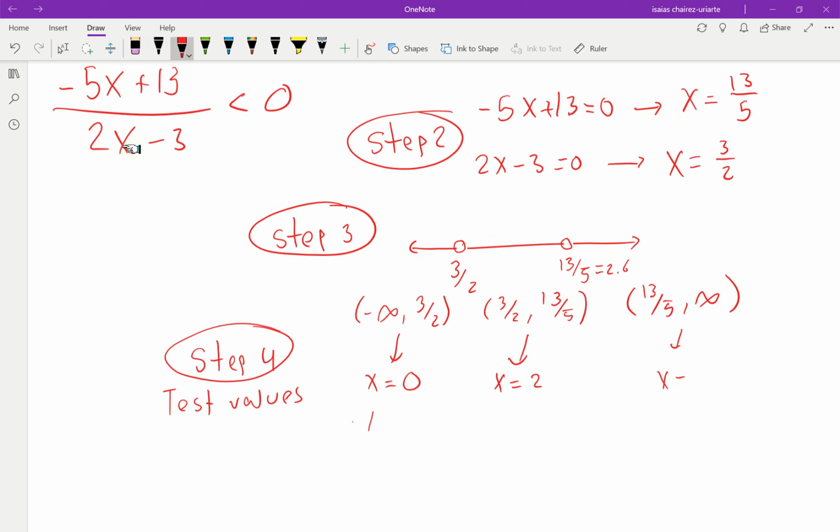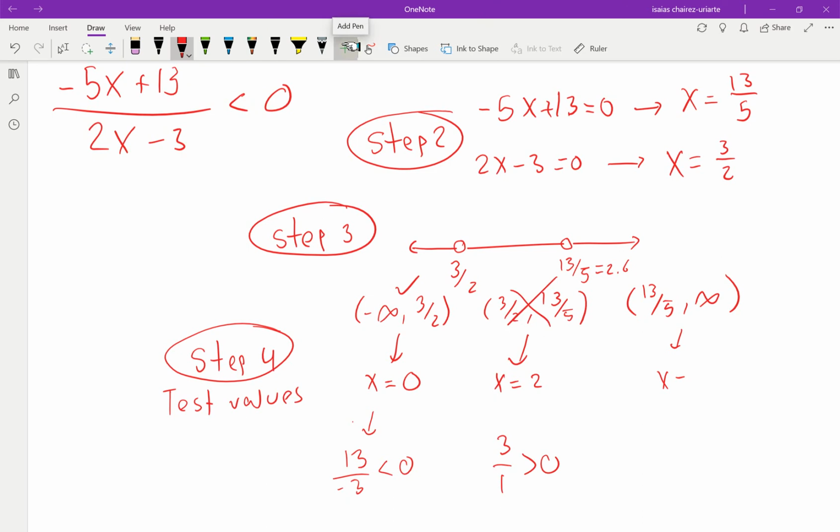So if x is equal to 0 and I plug it into this inequality, I should end up with 13 over negative 3, which is definitely negative, which is what we want. So this interval is good. Now if x is equal to 2, I'm going to have negative 10 plus 13, so that's 3. And 4 minus 3, which is 1, and that's bigger than 0. Well, that's not what we want. We want things to end up being less than 0. So this interval we do not want.